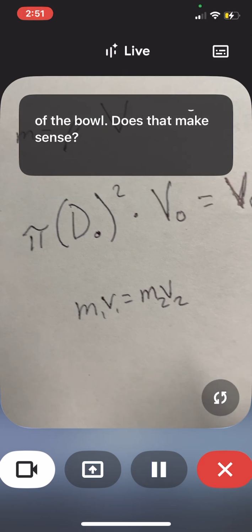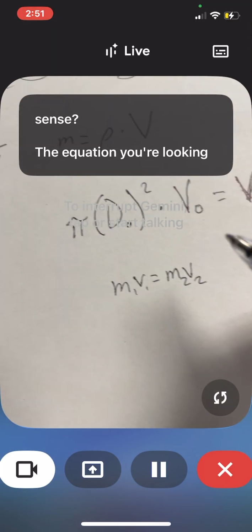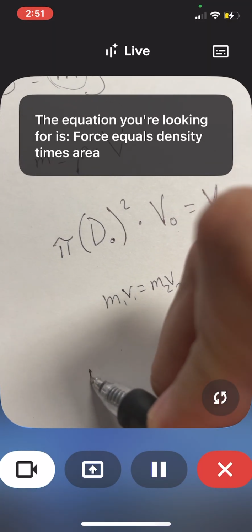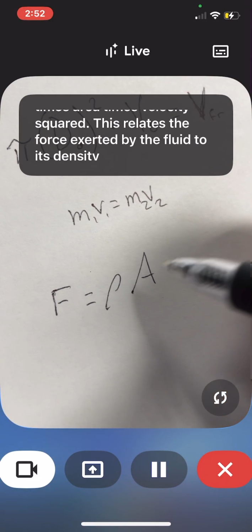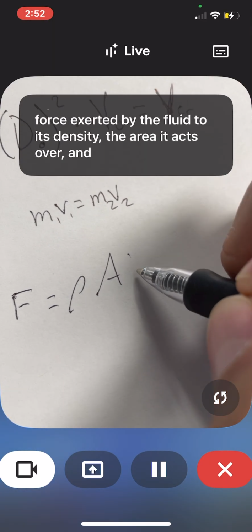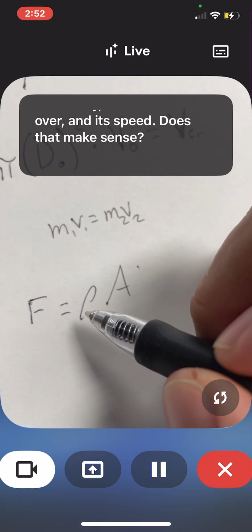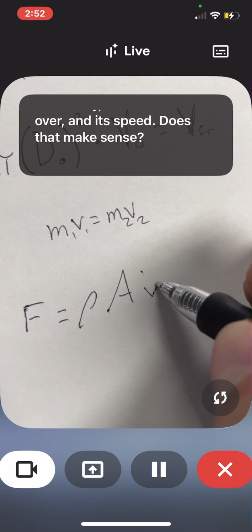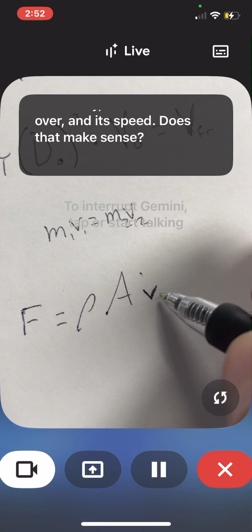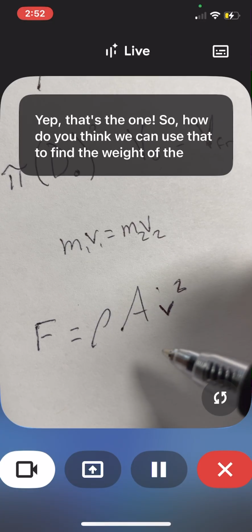The equation you're looking for is force equals density times area times velocity squared. This relates the force exerted by the fluid to its density, the area it acts over, and its speed. Does that make sense? So you said force equals density times area times the velocity squared? Yep, that's the one. So how do you think we can use that to find the weight of the bowl?